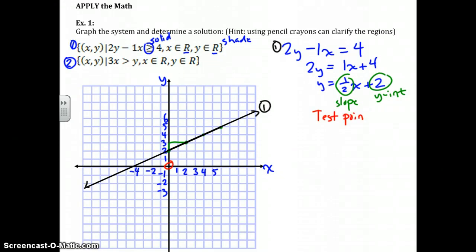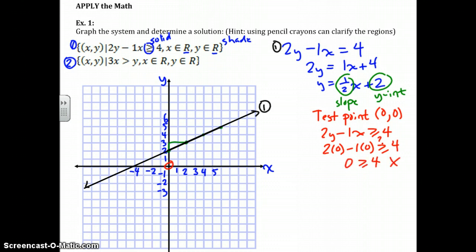Maybe we could shorten that to be a TP. Test point, 0 and 0. So we sub into our original equation, which was 2y minus 1x is greater than or equal to 4. So it's 2 times 0, we take away 1 times 0. Is that greater than or equal to 4? So 0 greater than or equal to 4? No, it isn't. So that means our solution set for this line isn't below, it's above that line.